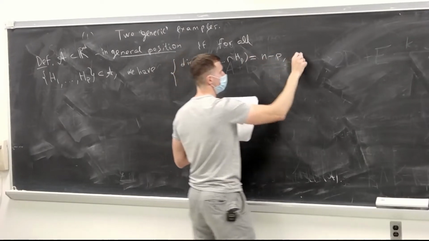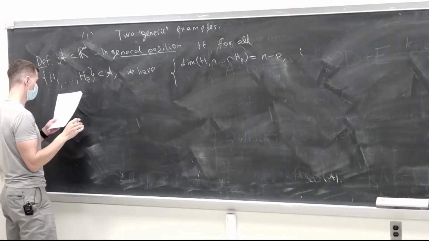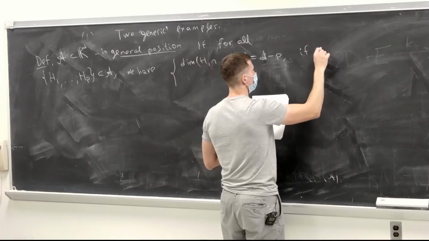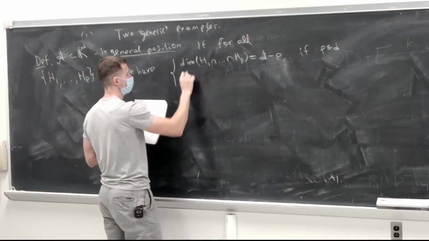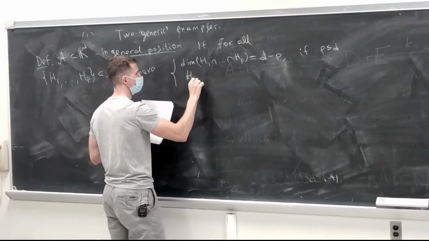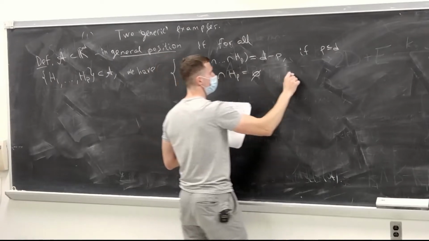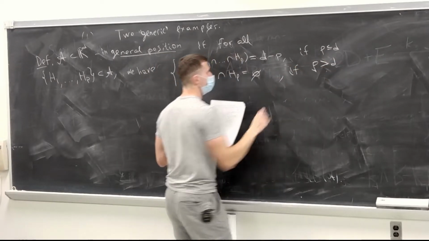This happens only if, wait, what is n here? Okay, it should be d minus p, if P is less than or equal to D, and the intersection should be empty otherwise, if P is bigger than D.